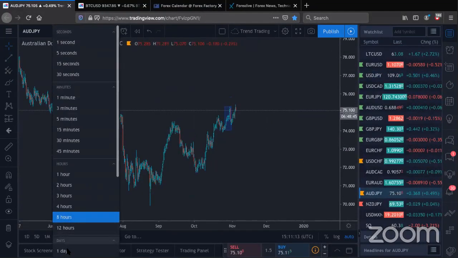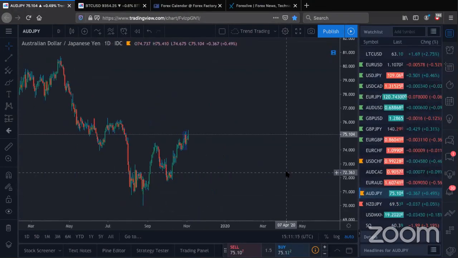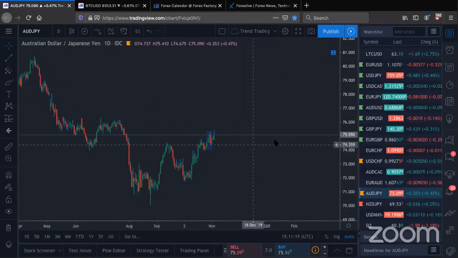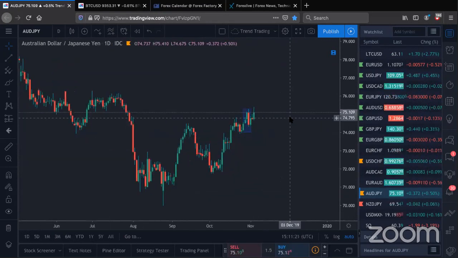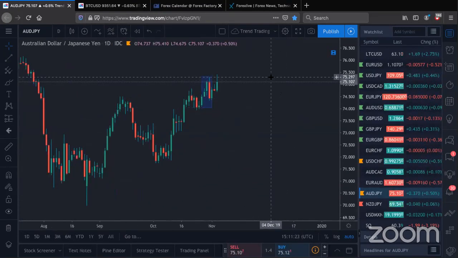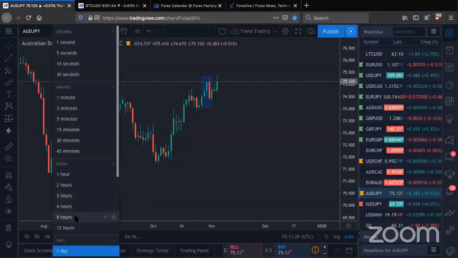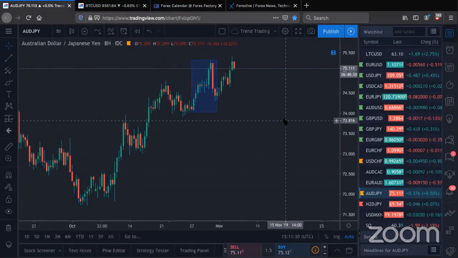We're going to start on the daily for both of these pairs, and nothing is going. We do see what looked like a breakout of last week's range, and it has since come off. Let's look down lower at the 8 hour.